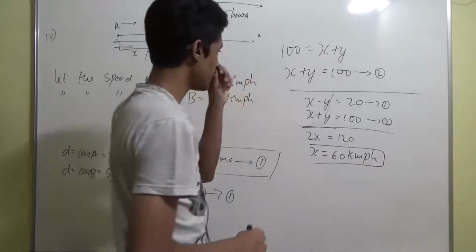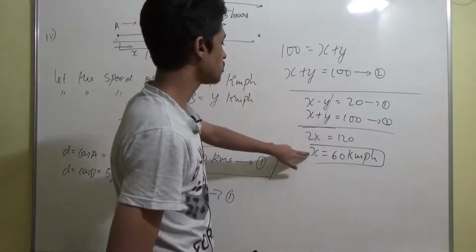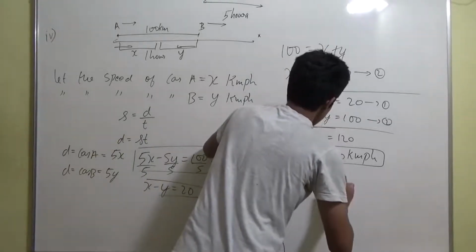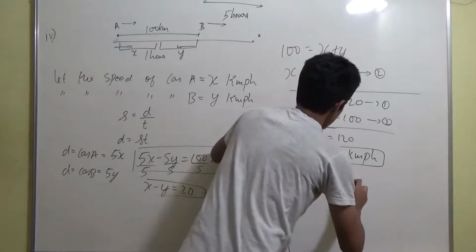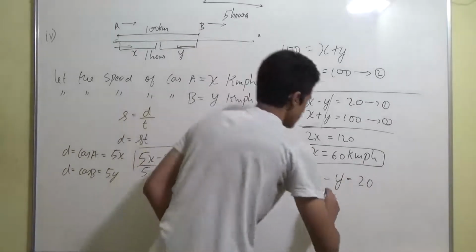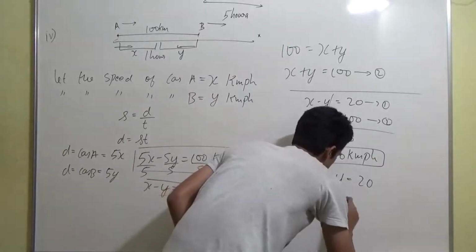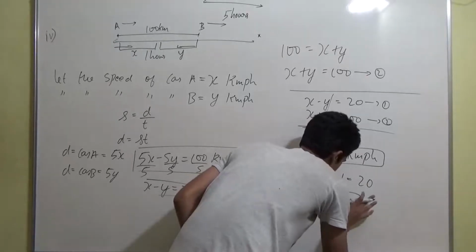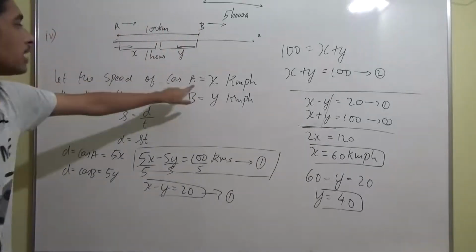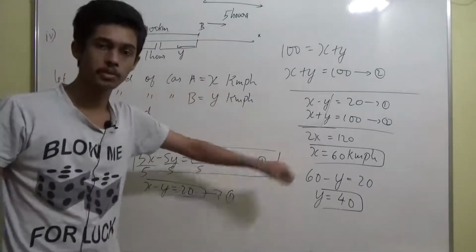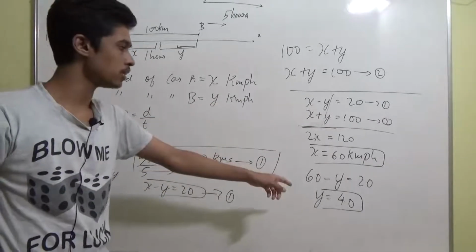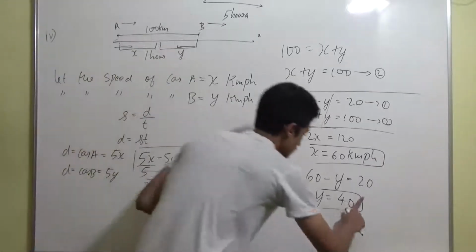Now let's find the value of y. We will substitute the value of x in equation 1. That time it will be 60 minus y equals 20. We'll take y to this side and bring 20 to the other side. That time y will become equal to 60 minus 20, which is 40. Getting it, guys? So the speed of car A, which we assumed to be x, comes out to be 60 kilometers per hour, and the speed of car B, which we assumed to be y, comes out to be 40 kilometers per hour.